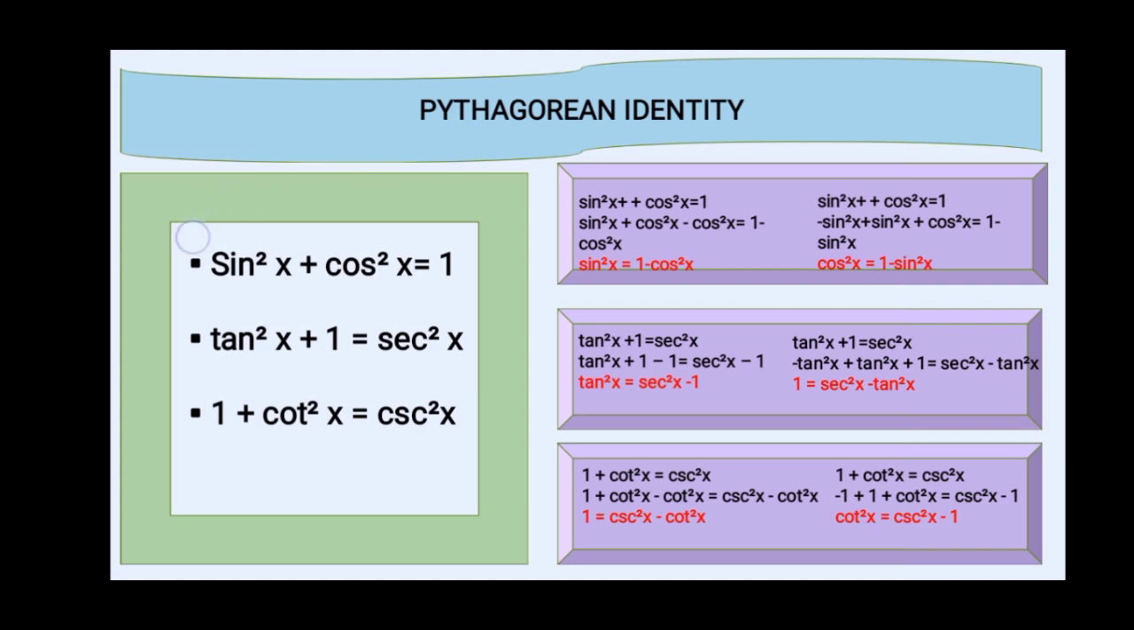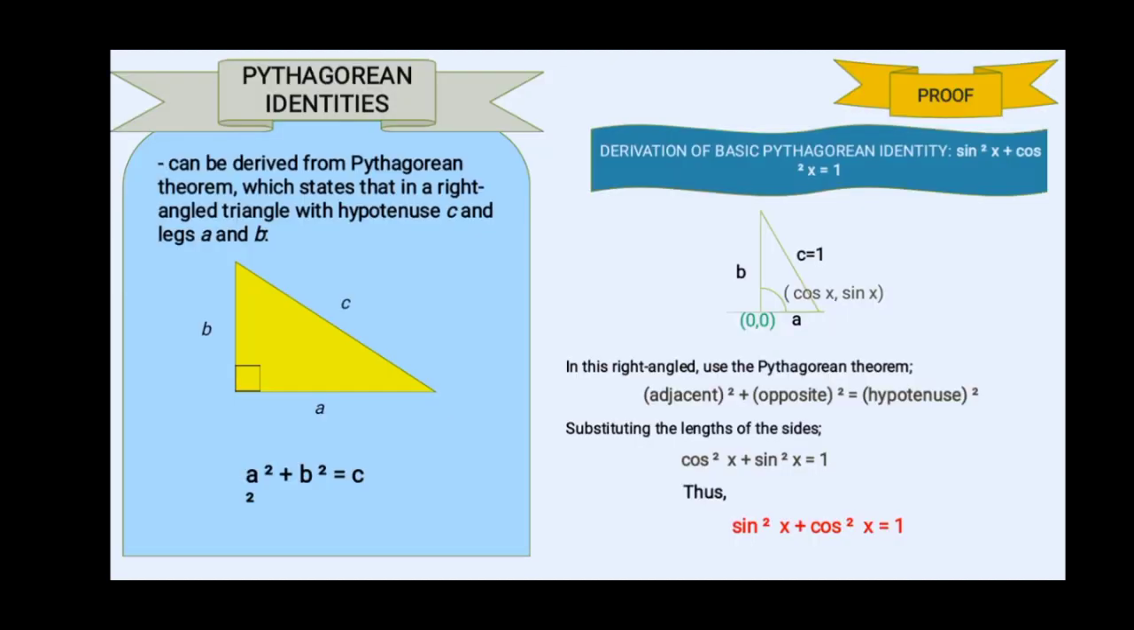Now we'll just focus on these three Pythagorean identities first. We're going to prove how we derive these three Pythagorean identities. Pythagorean identities can be derived from the Pythagorean theorem. This is a right-angled triangle. The longest side is our hypotenuse. The sides a and b are the legs. And the Pythagorean theorem formula is a squared plus b squared is equal to c squared.